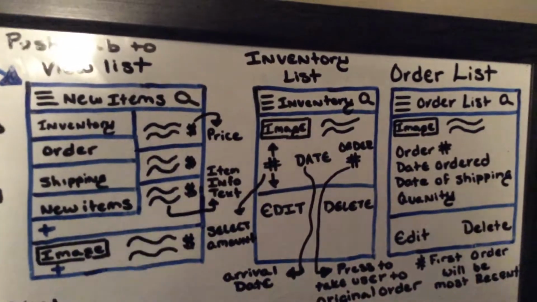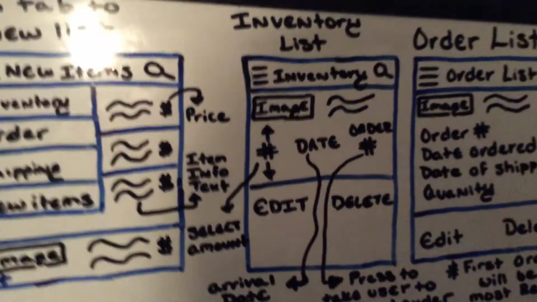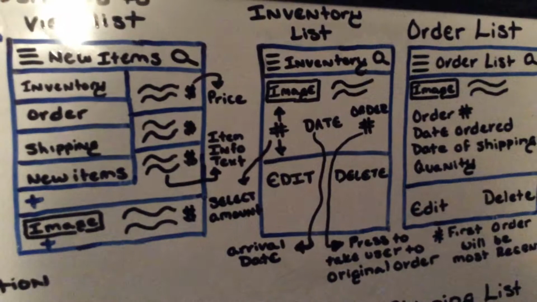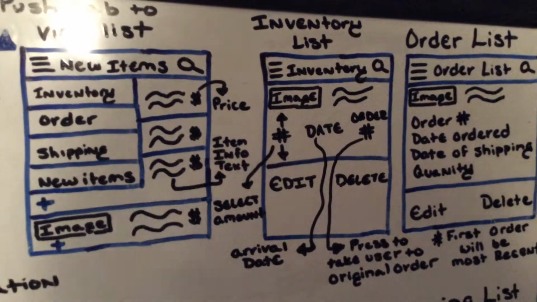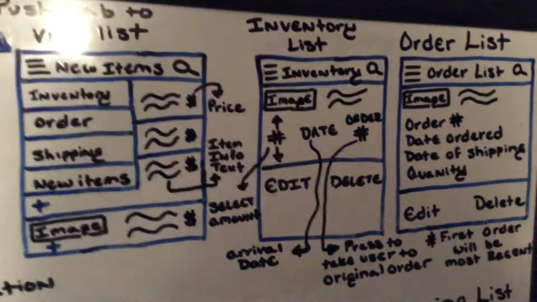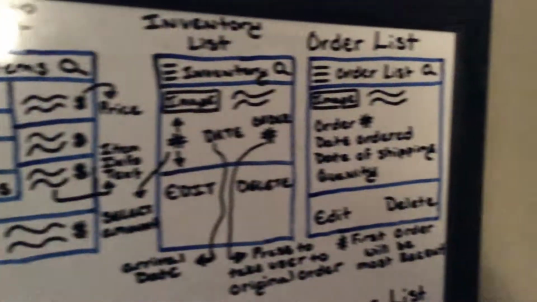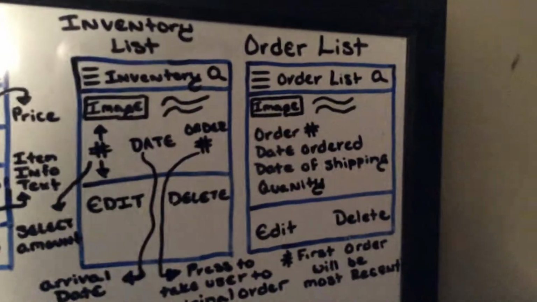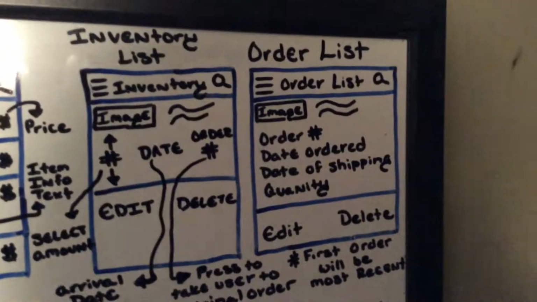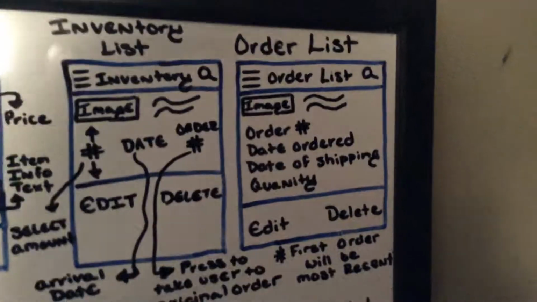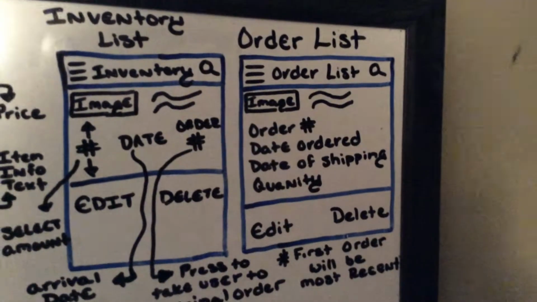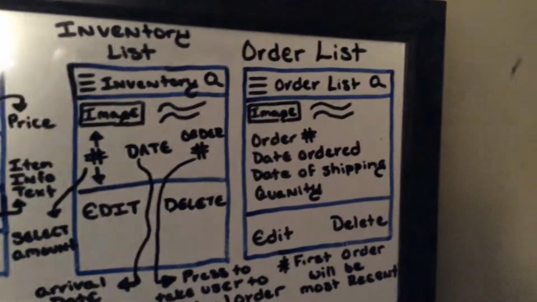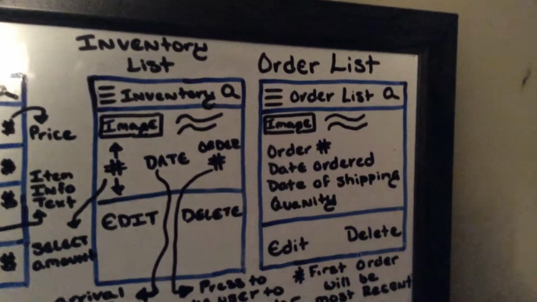Let's go back to the order number. If you press this order number, you will be taken to the original order in the order list, which will be this particular screen. This works two ways. If you press that order button, it will bring you to that particular order that was originally created, and you will see the order number, the date ordered, and all the information there. And you can also edit and delete in the order list as well.